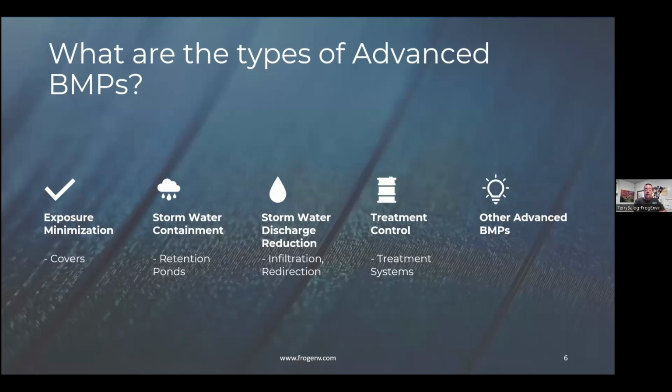Stormwater containment, some kind of a retention pond. You capture a certain amount of volume, and then you do something with it. Stormwater discharge reduction: infiltration or redirecting. A lot of times, if you don't have industrial activities on your roof, you can redirect your roof water away from industrial areas. That's huge for a lot of places, because I see a lot of times where the roof areas come down through industrial areas and just add to the problem. Another type of advanced BMP is a treatment system, end of the pipe: pump it through a filter, get it down, and release it. And then you have other BMPs that you can implement.